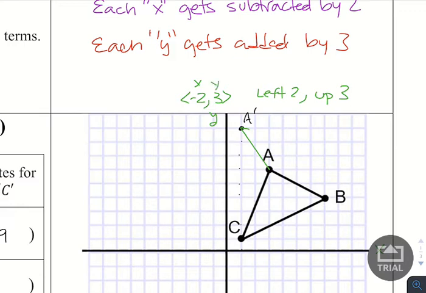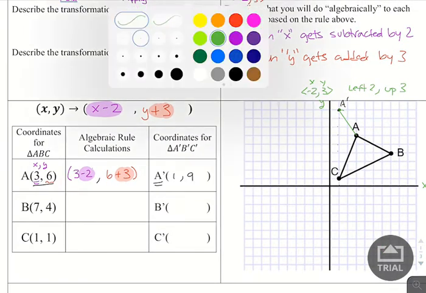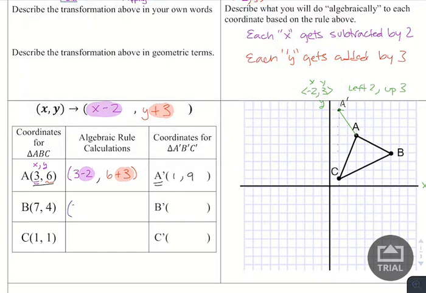Now we can just do that a couple more times. So we take our original value of 7, we'll subtract 2 for our vector rule.